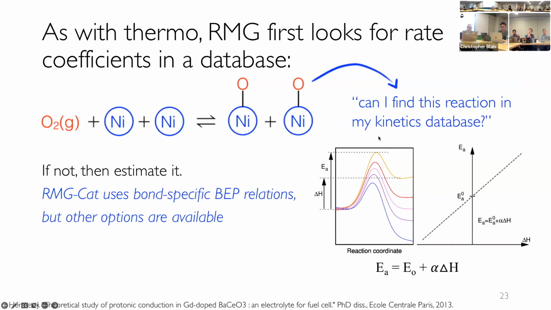So RMG estimates reactions similarly to how it does it with the rate rules for the gas phase families. Instead of Evans-Polanyi relationships, we call ours BEP, which is Bronsted, Bells, Evans, Polanyi, just because it pertains to the surface.